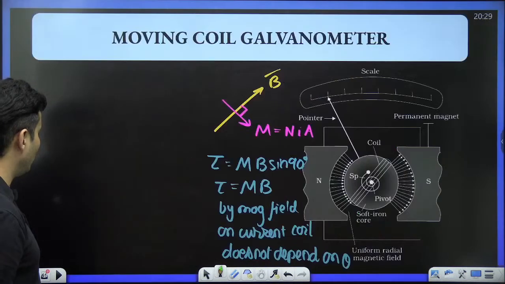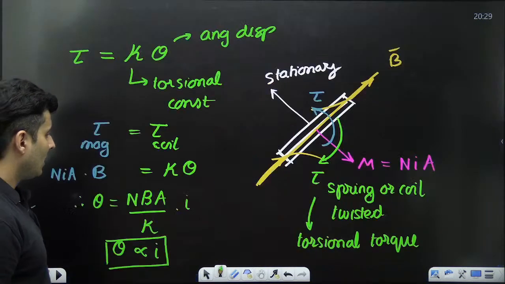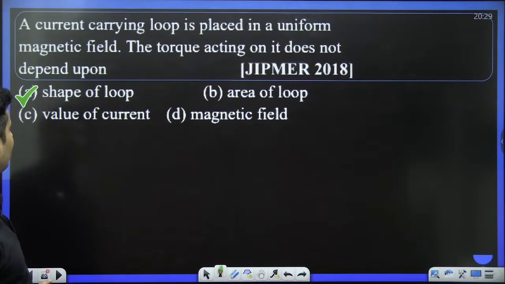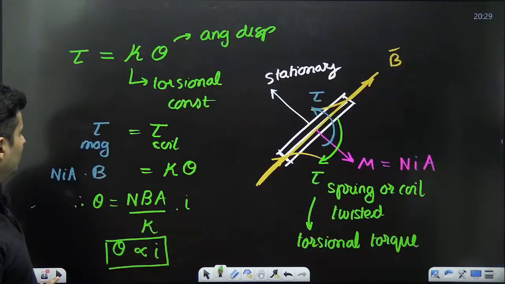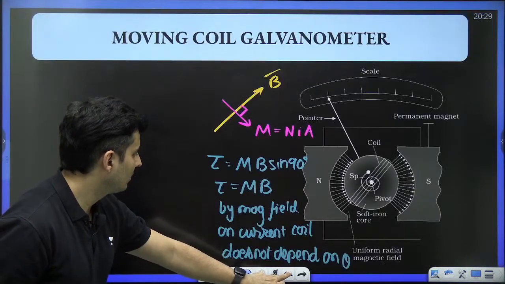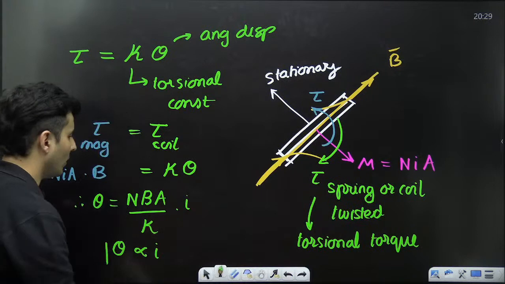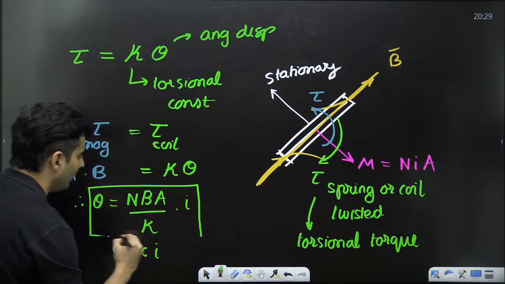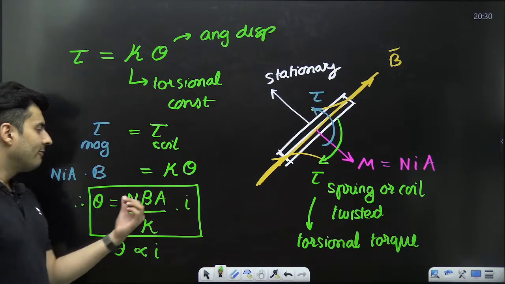And that constant of proportionality is basically NBA divided by K. Standard formula. Very easy to remember.